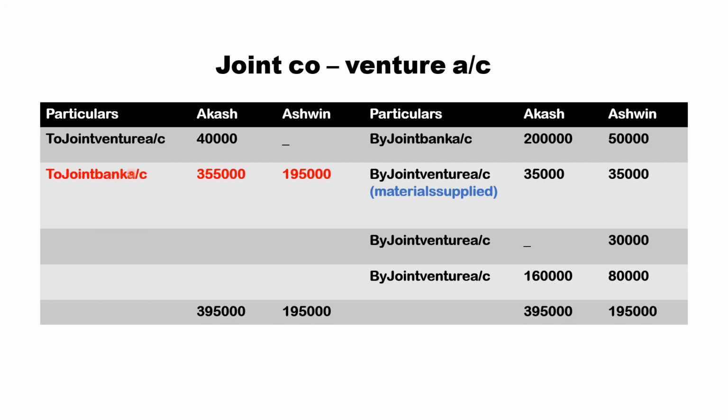Next, debit side to joint venture account 40,000. Materials taken over by Akash. And the final settlement answer, final payment to Akash 3,55,000 and Ashwin 1,95,000.